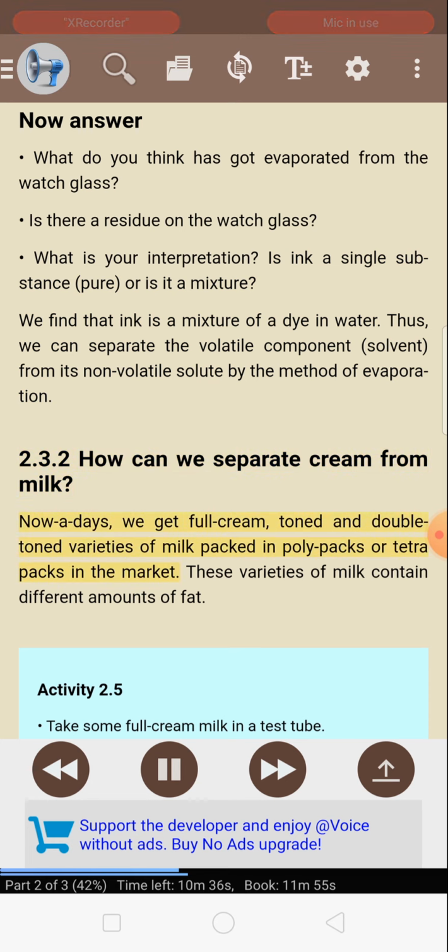Nowadays we get full cream, tone and double tone varieties of milk packed in polypacks or tetrapacks in the market. These varieties of milk contain different amounts of fat. Activity 2.5. Take some full cream milk in a test tube.